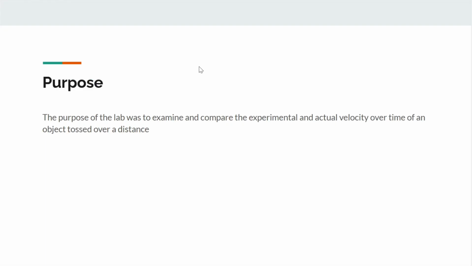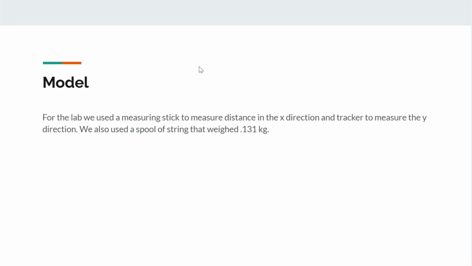Introduction. Purpose. The purpose of this lab was to examine and compare the experimental and actual velocity over time of an object tossed over a distance.